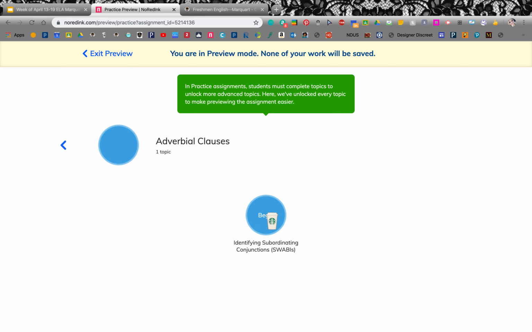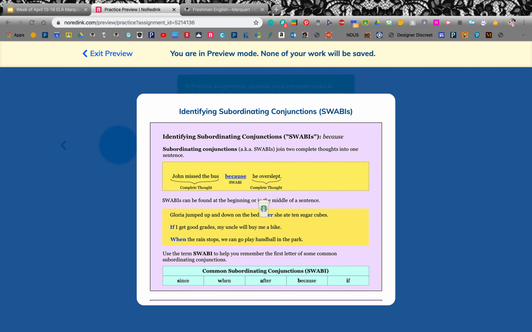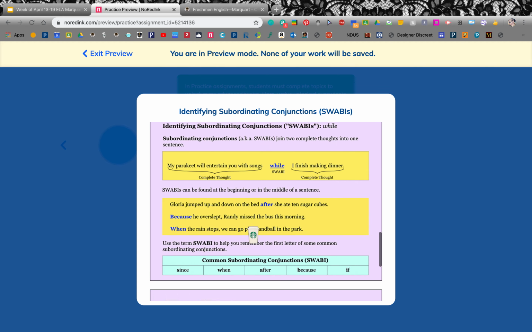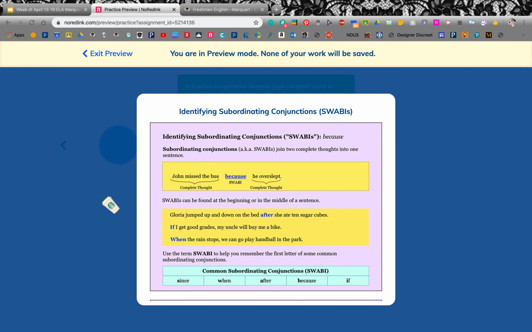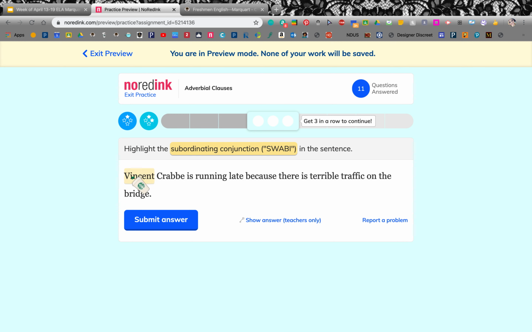Before, do you remember there was one and then there were like 2 more down here? It's just this one. If you click lesson, it's basically what was on that slide. It kind of walks you through what we're looking for. And practice is the actual assignment. As we look through this sentence, we're going to look for things that fit within our acronym. I know these, so I'll be fairly quick.